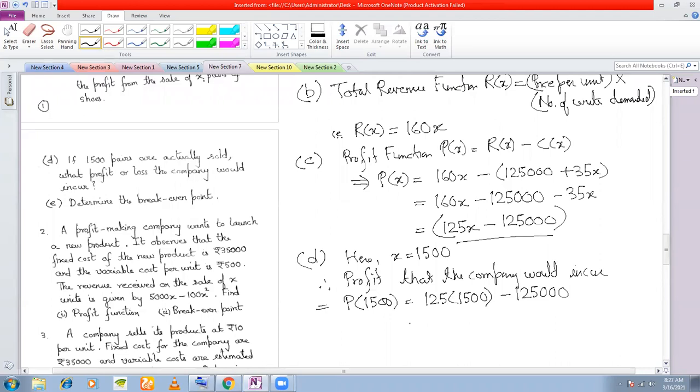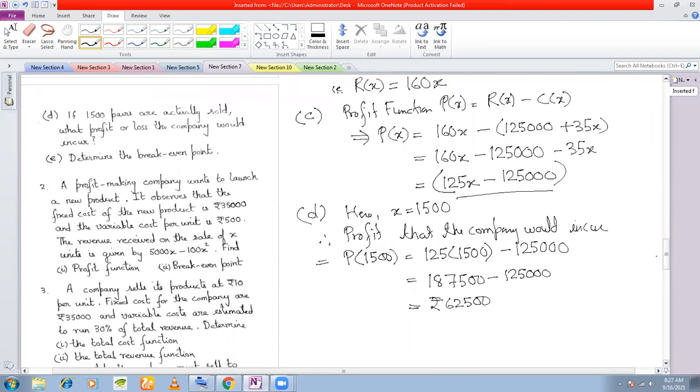Okay, so this will come to 1,87,500 minus 1,25,000, which is equal to rupees 62,500. This is the profit that the company is making if it sells 1,500 units. Clear?